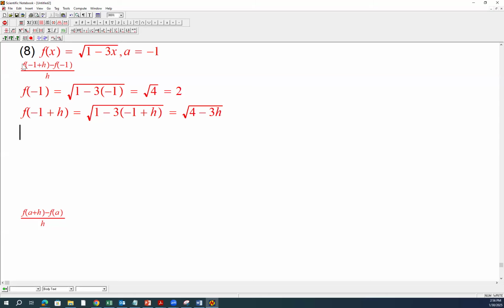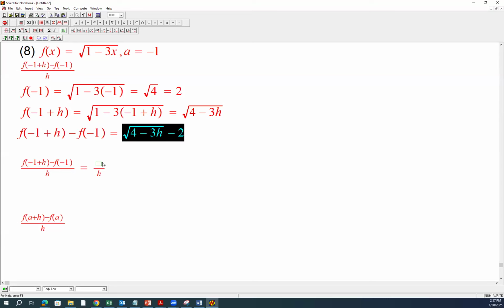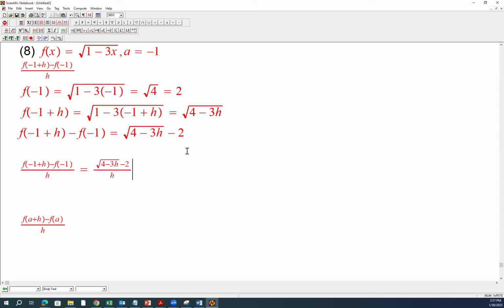Okay, so next we're going to do the numerator. The numerator is going to be the one subtract the other. There's not much we can do there, so we're going to write the whole expression. Finally, we have it divided by h. Now the top is in that form.